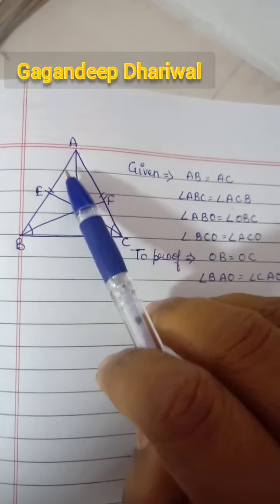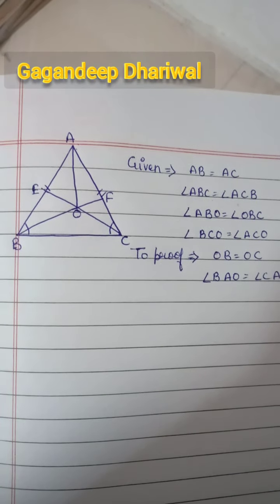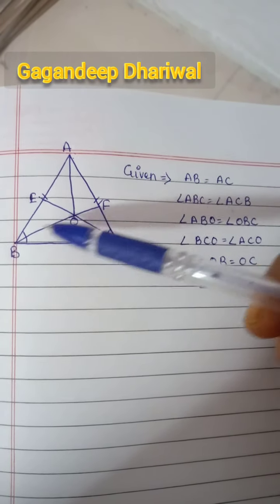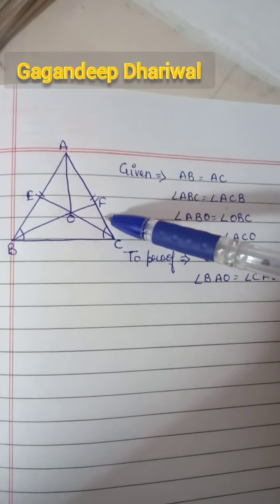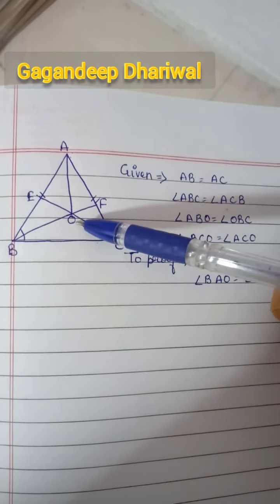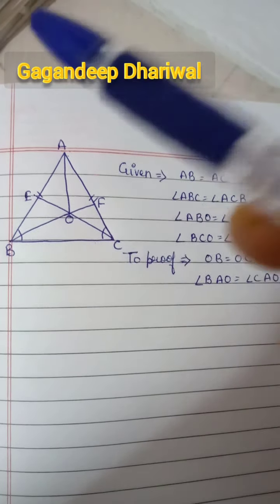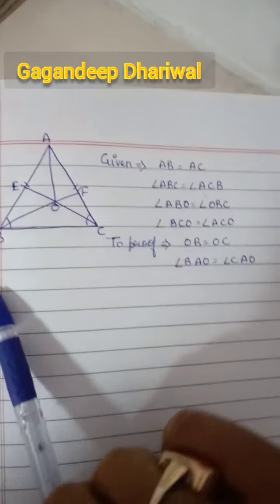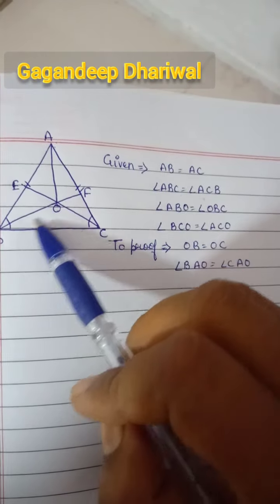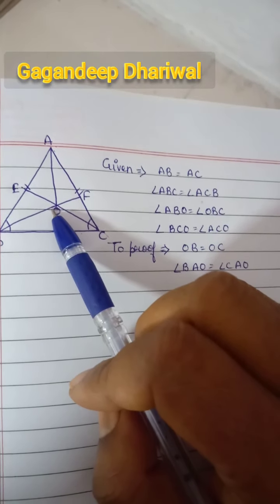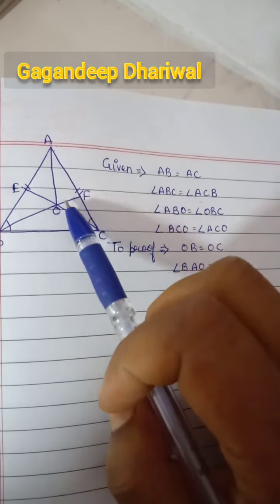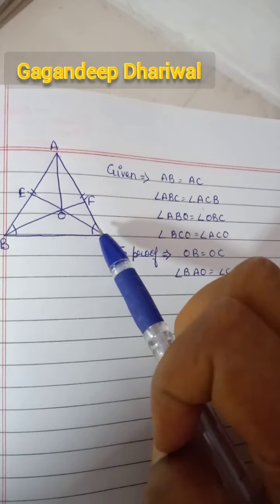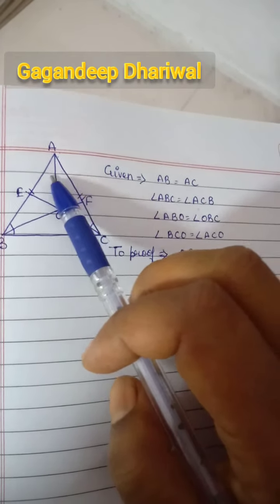Take this angle, I am talking about this one, angle ABO, this is equal to angle OBC. And look at this part, angle BCO is equal to angle OCA. Okay, these two things are also given in the question. What you have to prove? You have to prove that OB, this one, is equal to OC. And one more thing, that this AO line bisects angle A, means angle BAO is equal to angle CAO. These two are equal to each other.